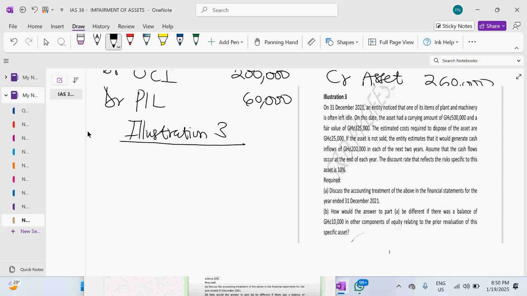So what is today on the first demand? An entity noticed that one of its items of plant and machinery is often left idle, right? Discuss the accounting treatment of the above in the financial statements for the year ended 31st December 2021. On this day, the asset carrying amount is 500,000, and the estimated cost required to dispose of it is 25,000. All right. So what is the carrying amount of the asset? The asset had a carrying amount of 500,000.